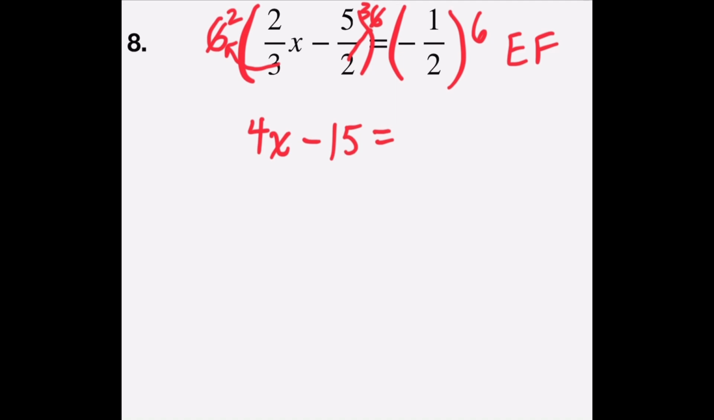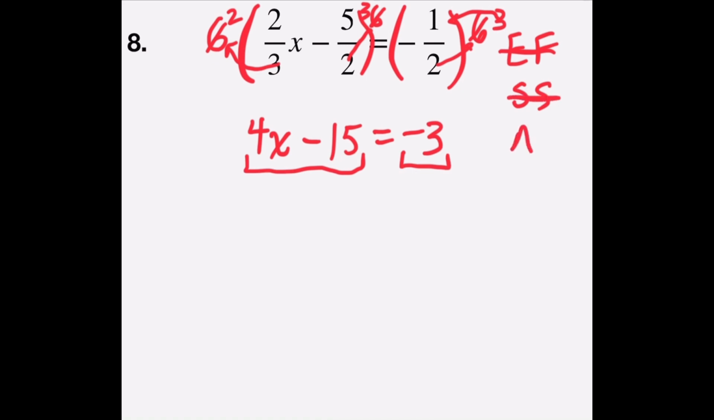On the right side, I'm going to do the same thing. 2 divides cleanly into 6 3 times. 3 times 1, -1 is -3. And so I have -3 on the right side. And that step is done. Step 2, simplify sides. That's already finished. 4x minus 15 is simplified, and -3 is simplified.